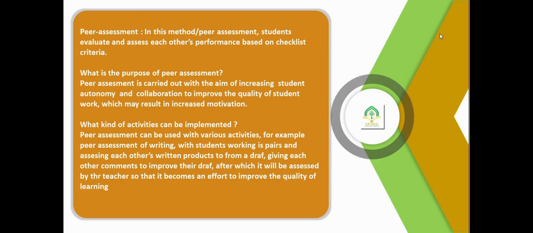What kind of activities can be implemented? Peer assessment can be used with various activities, for example, peer assessment of writing, with students working in pairs and assessing each other's written product from a draft, giving each other comments to improve their draft, after which it will be assessed by the teacher so that it becomes an effort to improve the quality of learning.